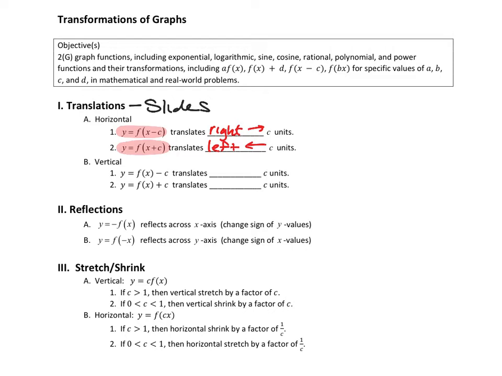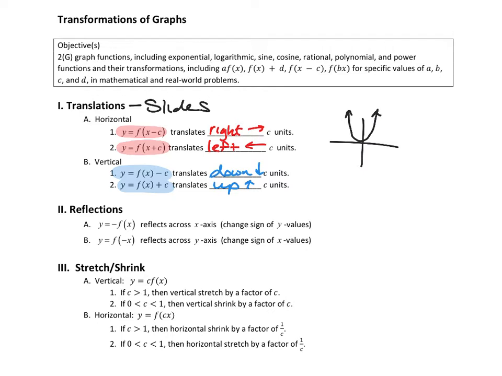If you look at the vertical transformation, so vertical is up and down, notice now that I'm not adding and subtracting numbers inside, I'm adding and subtracting numbers at the end of the original function f of x. When you subtract a number, it's going to move down, which makes sense. And when you add a number, it's going to move up. Pretty simple. So what this means is, let's say I have the quadratic parent function y equals x squared.